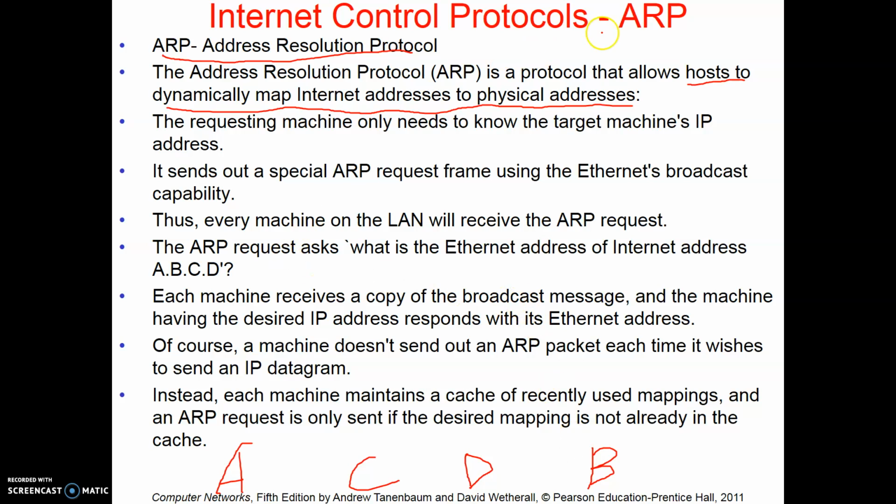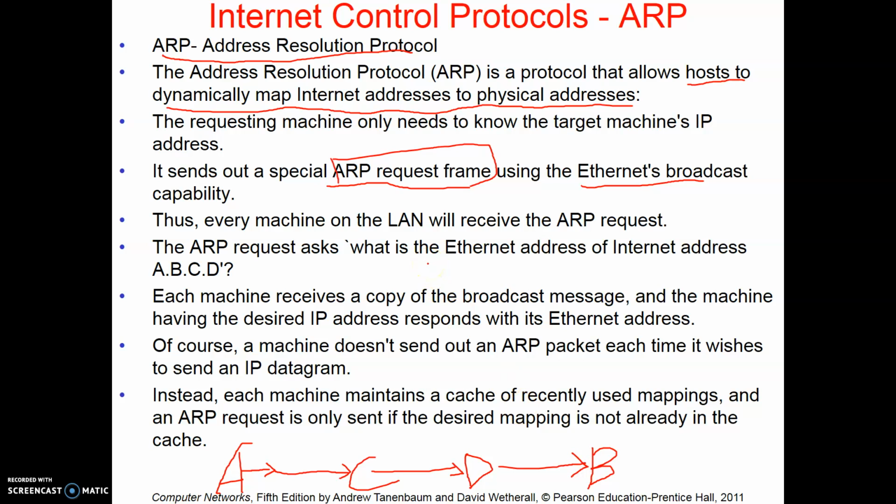In the case of ARP, the host sends an ARP request frame using the Ethernet card's broadcast capability. Broadcasting means sending a message across all the machines inside a network. So A will send a message, known as the ARP request frame, to all the hosts inside the network. It will reach B, C, and D. So what is there inside that particular request frame?